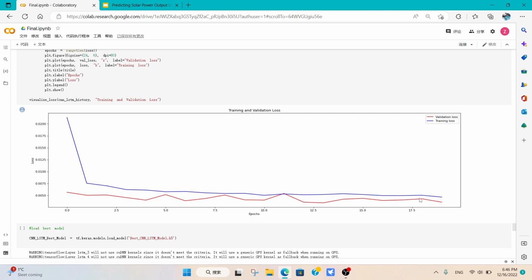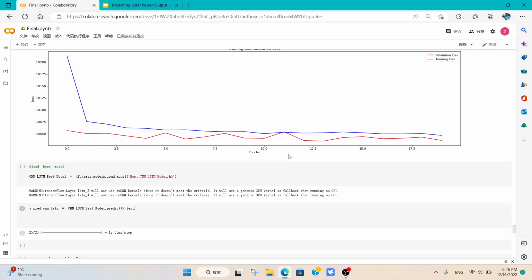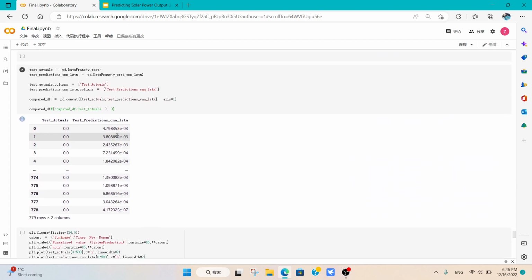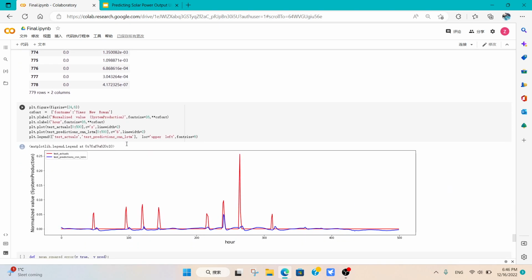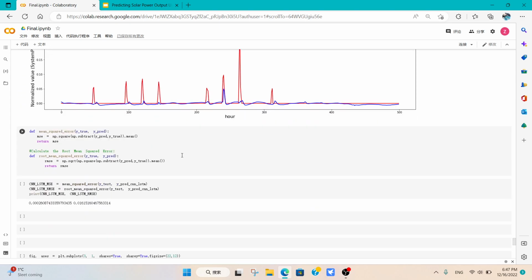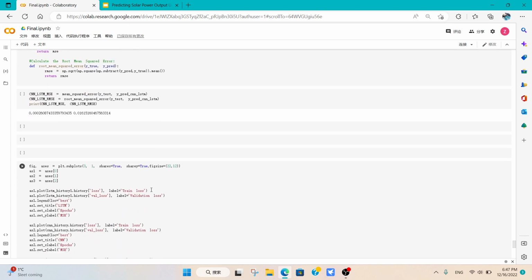We have this curve here. It was also underfitting, and we had our prediction here, which is very close to zero. And this is the curve of the test prediction against the test actual. We can see that the CNN-LSTM performed better than both of the previous models.